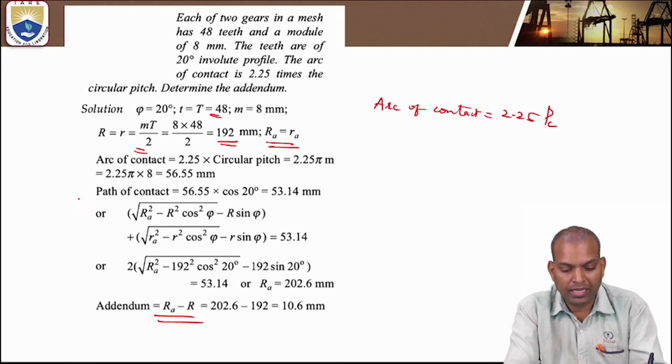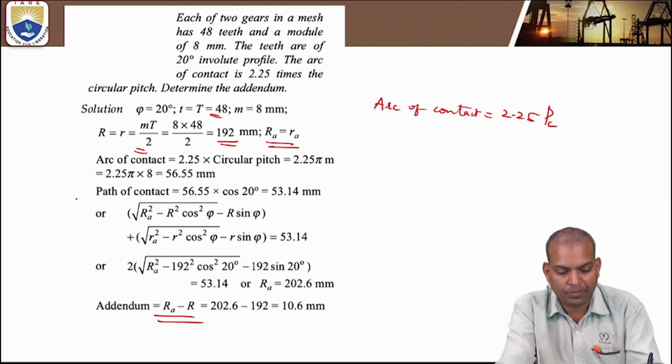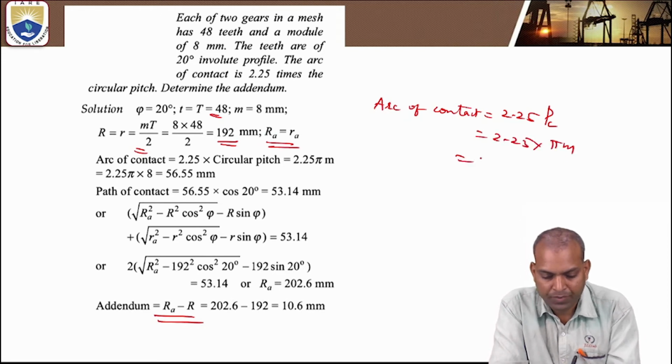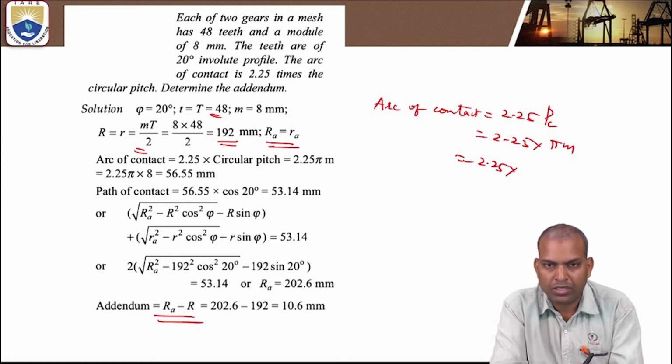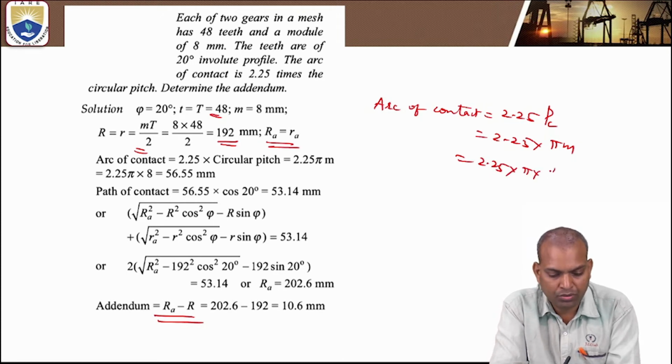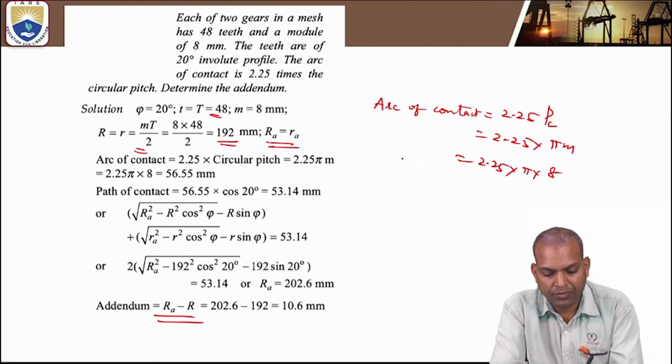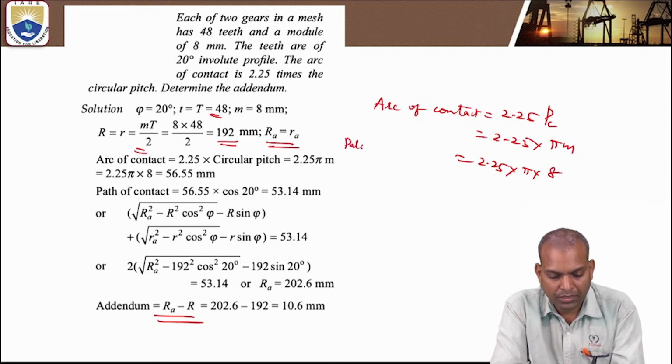Now the arc of contact is 2.25 times the circular pitch. What is the circular pitch? That is pi times m. So 2.25 times pi times m, where m equals 8. What is the arc of contact? The arc of contact equals path of contact by cos phi.